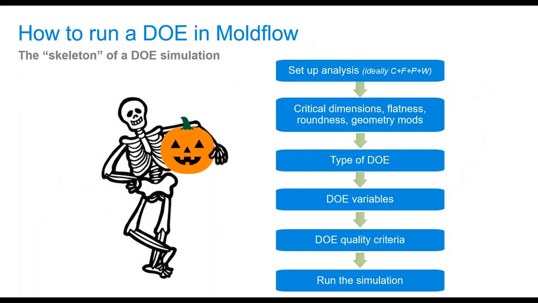We will walk through how to set up the DOE from the beginning. First, you have to select the type of analysis you want to run, whether it's a cool fill pack warp, a fill pack warp, or maybe just a filling analysis. This is determined by what you are trying to question and the answer you are trying to get, which plays into your part specifications, for example, your quality or your critical dimension. Then you select the type of DOE you want to run. Again, what type of questions are you answering?